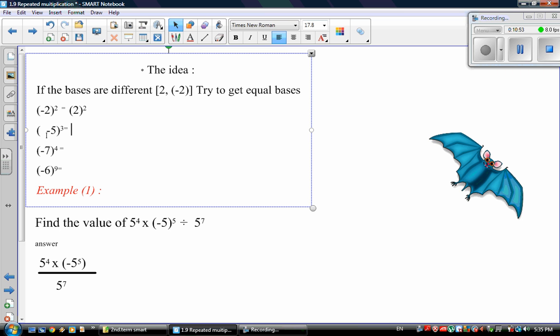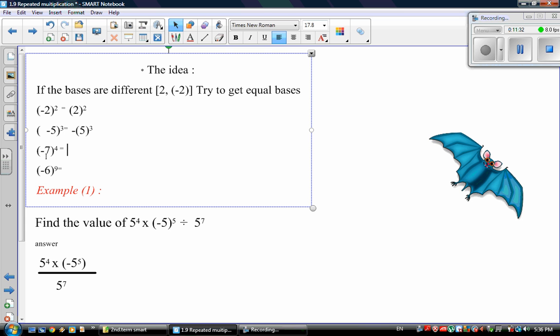Look at the base. The base is negative 5, and the power is odd, so we can keep the sign outside the bracket like this. And we can write 5 inside the bracket and close it. And then we can write the power 3. So negative 5 to the power 3 equals negative, and we can put 5 to the power 3 between two brackets because the answer for sure will be a negative answer in case of an odd power.